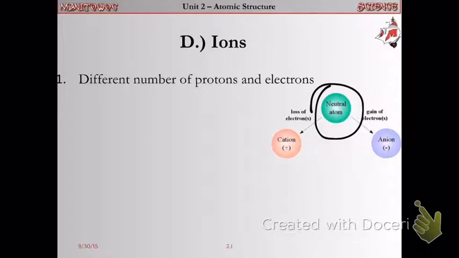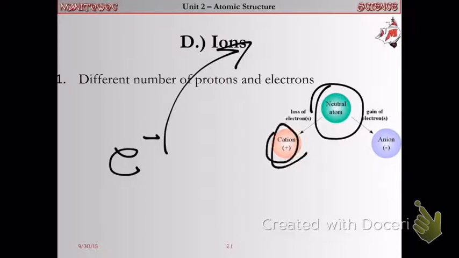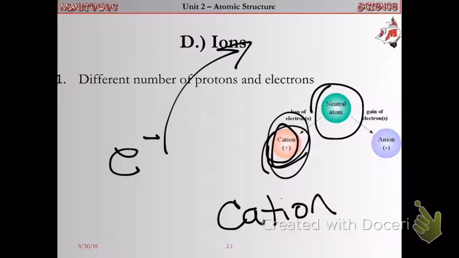If you lose one of those electrons, you're losing a negative thing. So the electron is going away, and you're becoming positive, because if you lose something that's negative, you become more positive. In that case, we call that a cation, C-A-T-I-O-N. The easiest way to remember that is there's a plus sign in the name, cation.